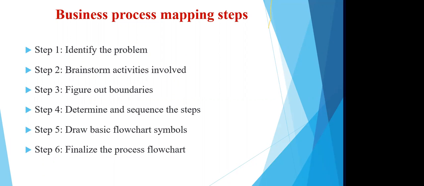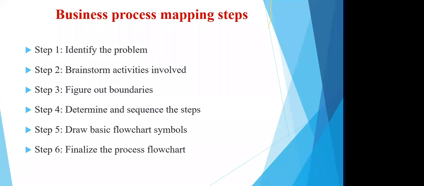Then further you will decide what is the level of details that you would like to include in your process map. Then determine who does what and when it is done, the timing of doing it. Then figure out the boundaries, step number 3. What do we mean by boundaries? When or where does the process start, or when or where does the process stop? So that will give you the entire boundaries within which you will be identifying the steps.